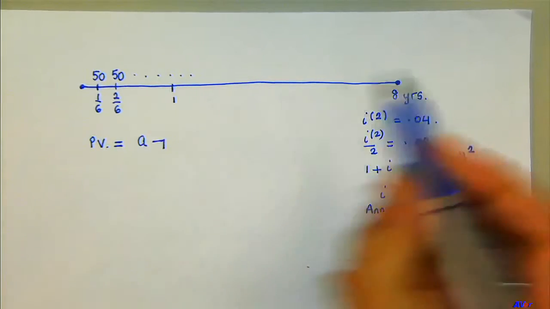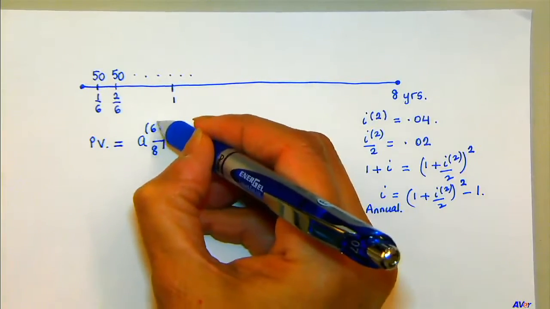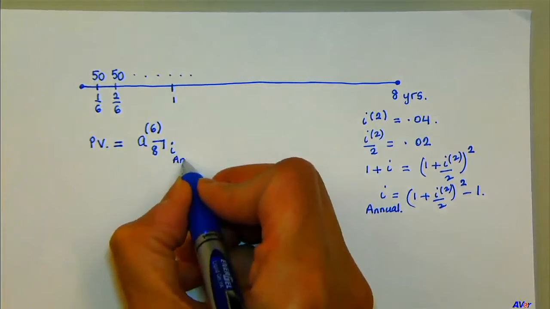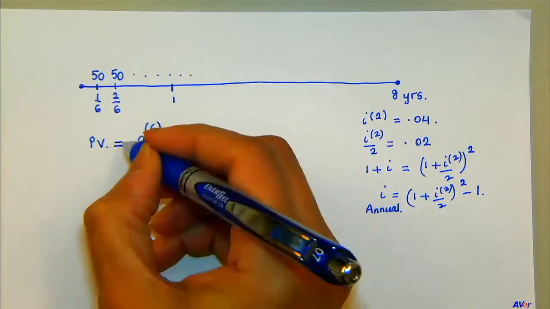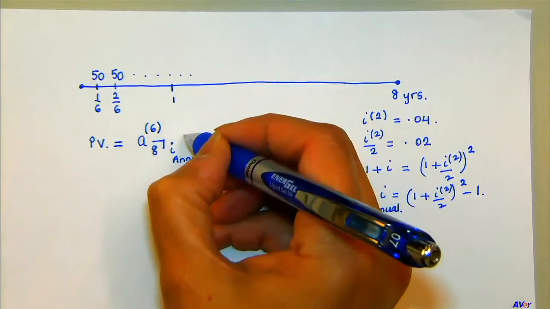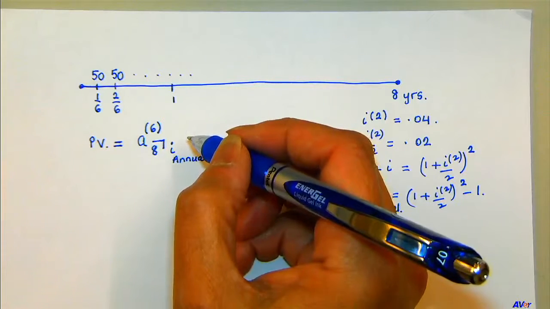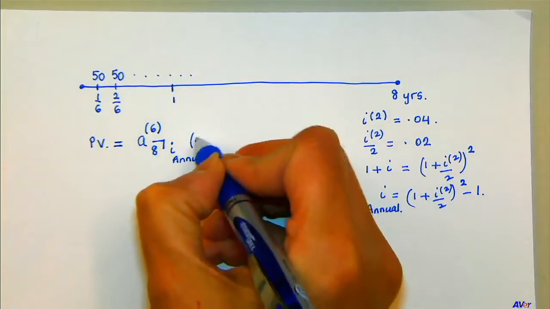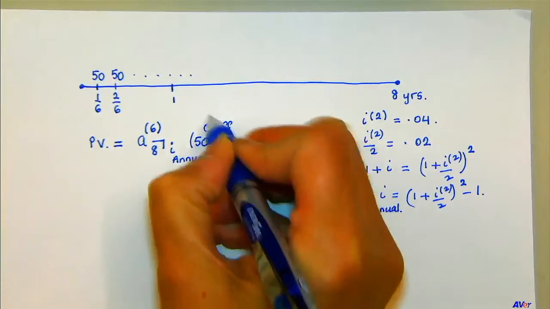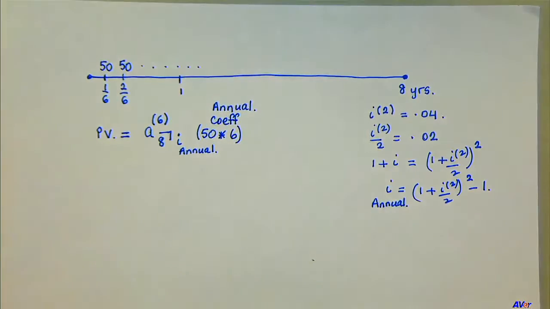A angle 8 years, happening 6 times a year, at the annual interest rate i, call it i annual. And let's not forget the coefficient. What is the coefficient? 50 times 6. Is that what you said? Okay, 50 times 6. So this is the annual amount. Okay, everybody clear on this one?